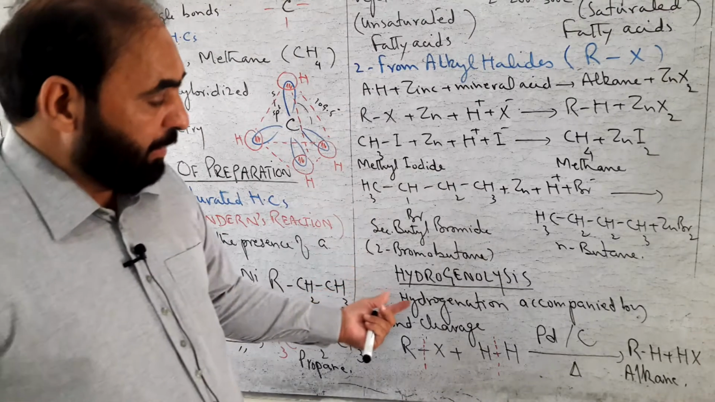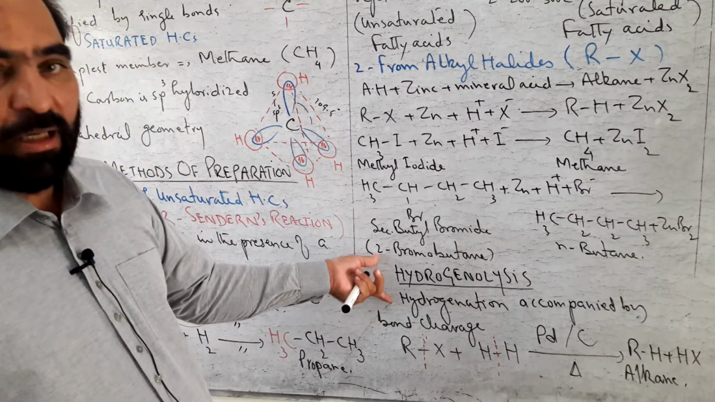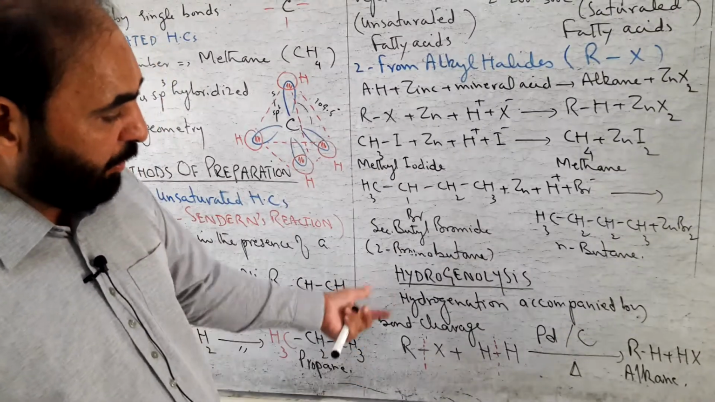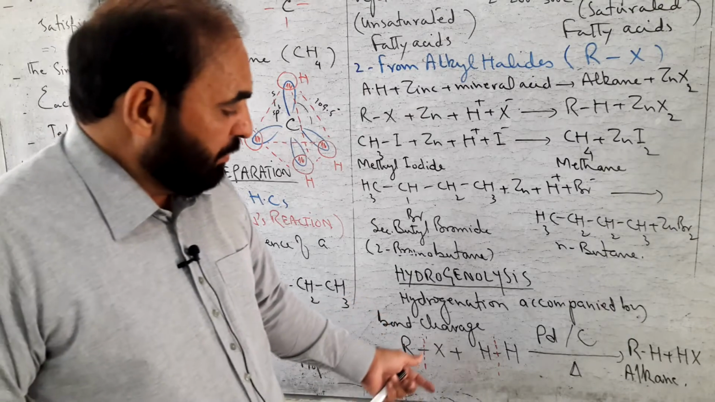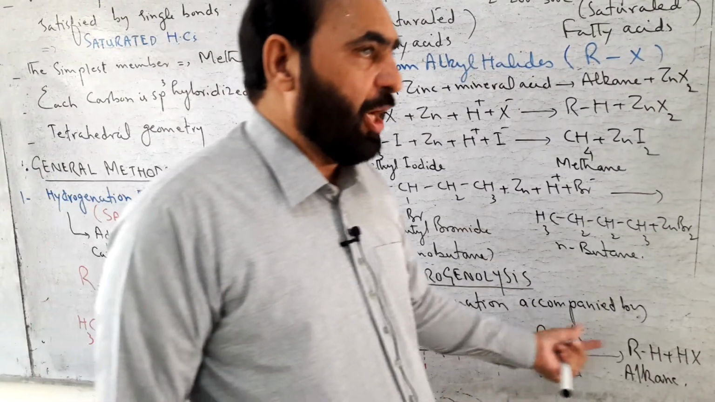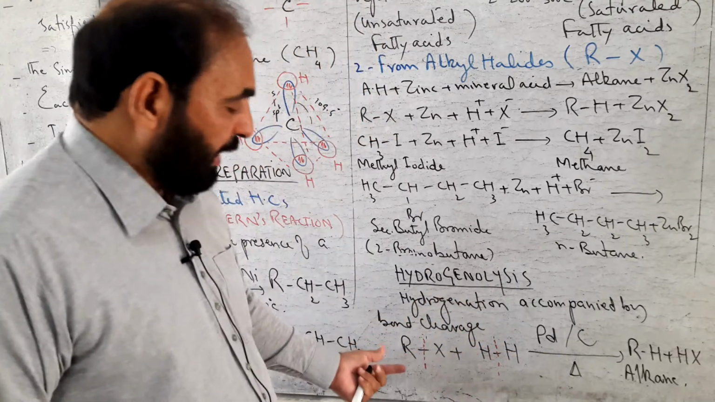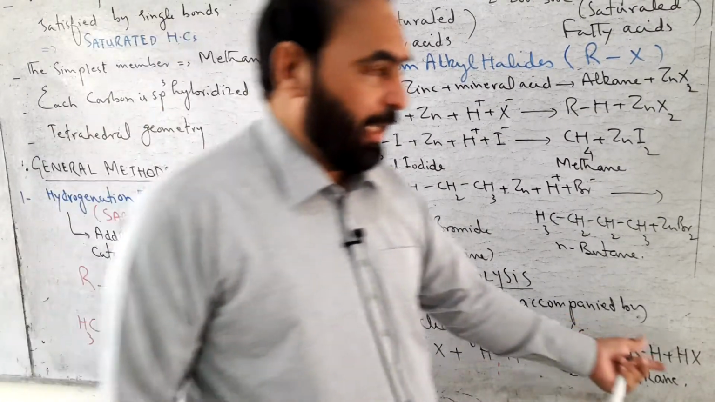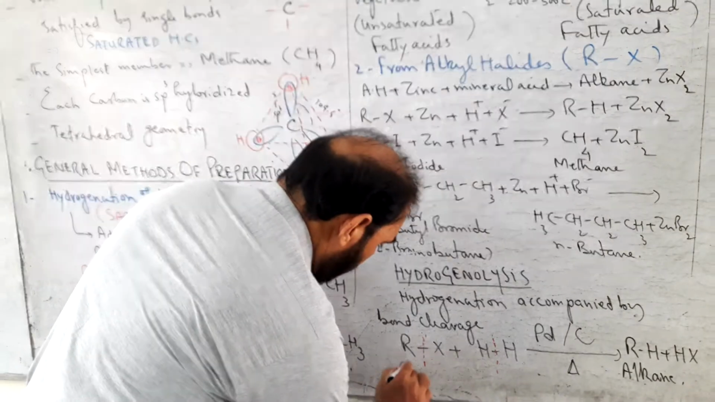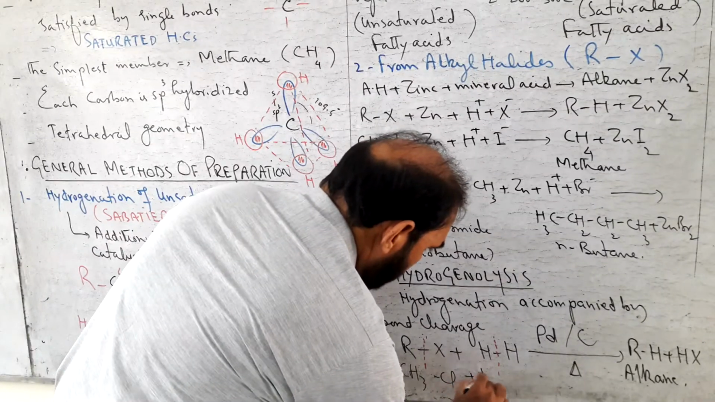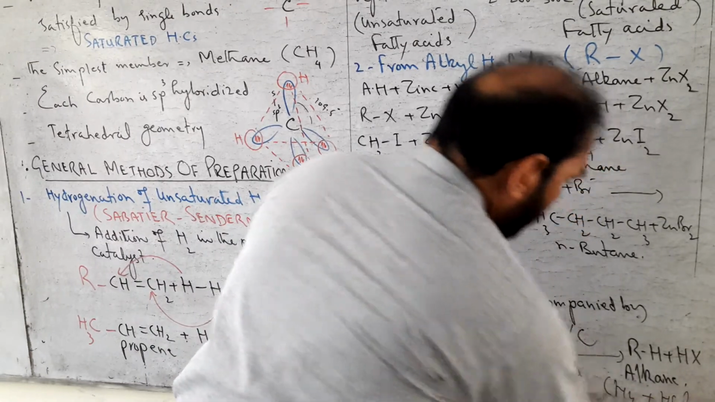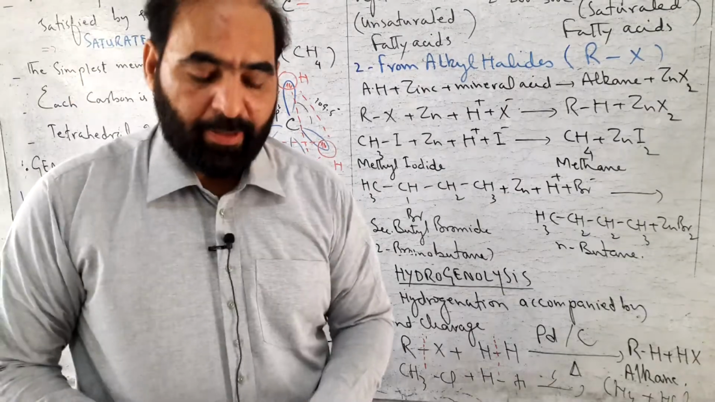Alkyl halides can also be converted into alkanes by a method which is called hydrogenolysis. Hydrogenolysis is the hydrogenation in which the R-X bond is cleaved. It is done by using palladium charcoal as a catalyst. When hydrogen is reacted with alkyl halide, R is changed to alkane and halogen goes to HX. For example, if we have CH3Cl, we get methane CH4 plus HCl. So these are two methods for the preparation of alkanes.